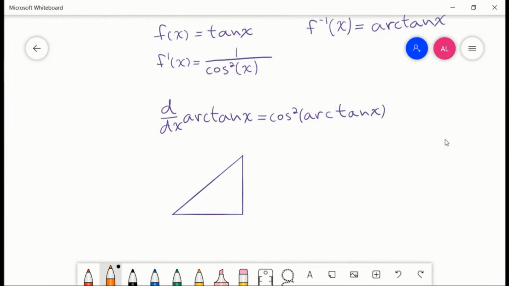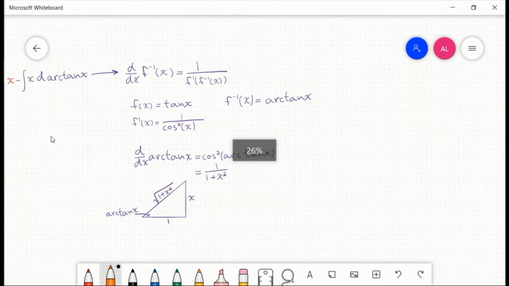So now, if we just have any arbitrary right triangle, and this angle right here is the arctangent of x, then this opposite side right here is x, and this adjacent side is 1. So then the hypotenuse is the square root of 1 plus x squared. So then the cosine of this arctangent angle is adjacent over hypotenuse, which is 1 over the square root of 1 plus x squared. But because that is squared, we have that the derivative of the arctangent of x is 1 over 1 plus x squared.